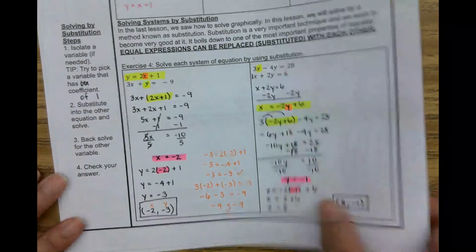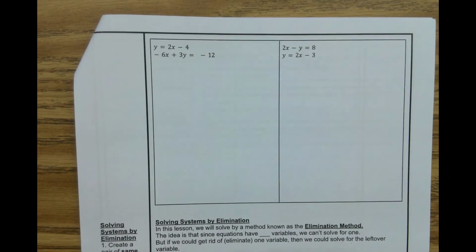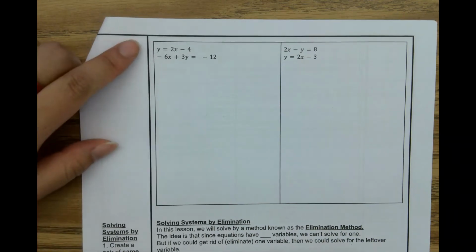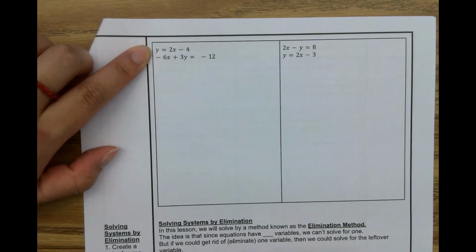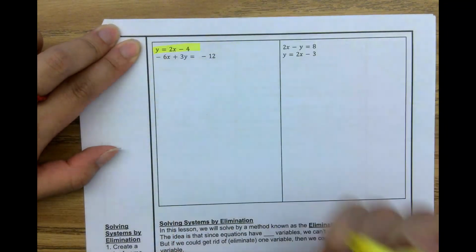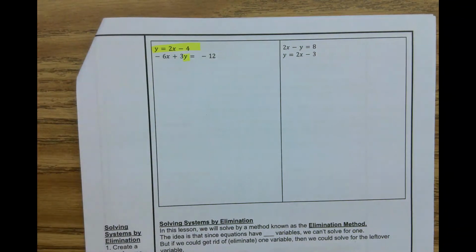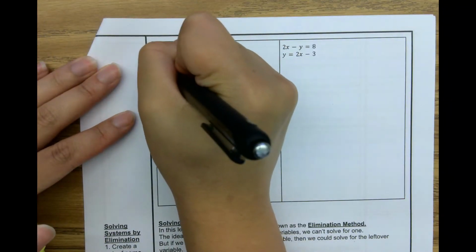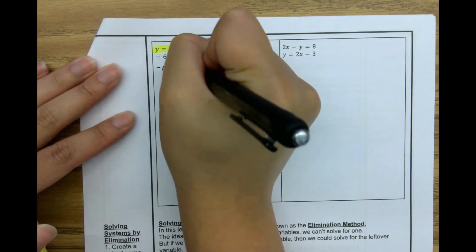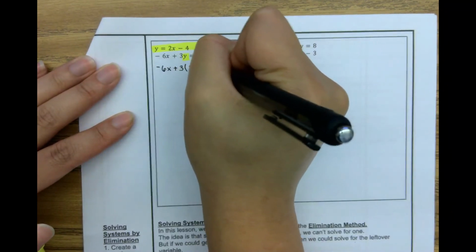Okay, so let's try another one. Here, I want a variable by itself. So y here is already by itself, so I'm good to go. I can move on to step 2. I'm going to plug it in here for the other equation. So negative 6x plus 3 times, instead of writing y, I know y is 2x minus 4, so I can substitute it in.